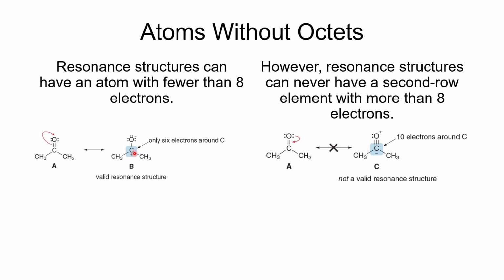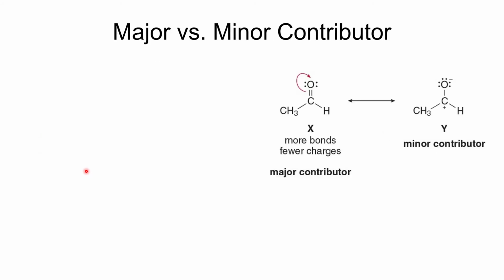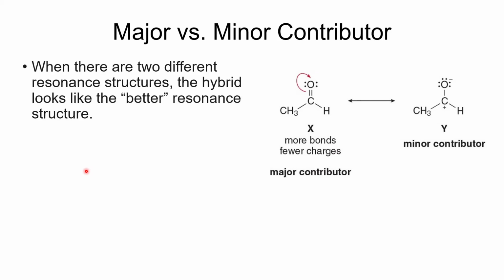Now, just because we can draw both of these structures doesn't mean that they are equivalent. So often we will have something that we consider a major contributor versus a minor contributor. When there are two different structures, the hybrid structure looks more like the better structure. And so, for example, here, this one is not acetone. This is acetaldehyde.